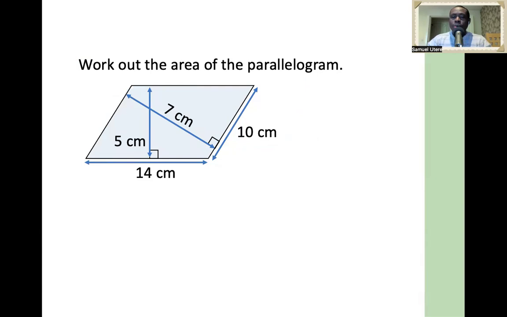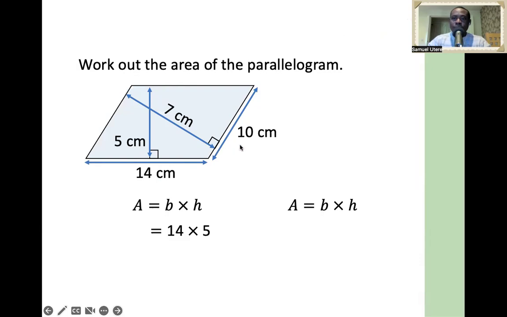Okay, let's look at this example. Here we seem to have lots of dimensions. Would it be possible to still find the area of the parallelogram in more than one way? Do you think so? Of course, yes. Because take note of what we've learned. The area of the parallelogram is base times the perpendicular height. Here we can see the base is 14 centimeter and the perpendicular height, so the height that makes 90 degrees with the base, is 5 centimeter. So the area will be 14 times 5.